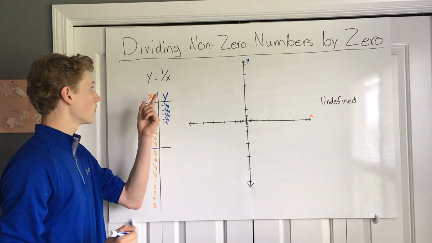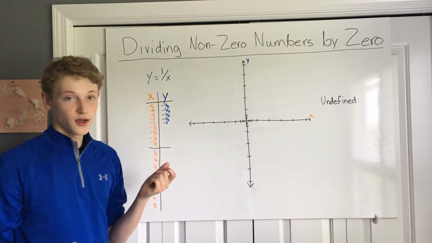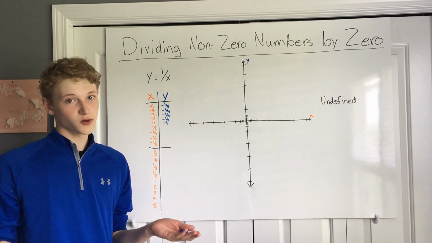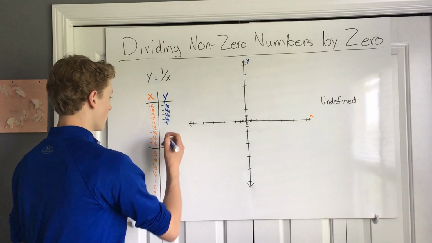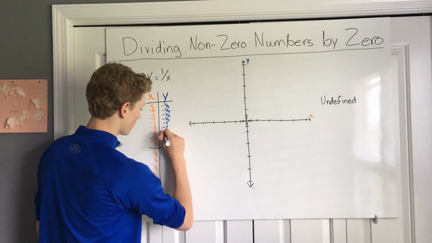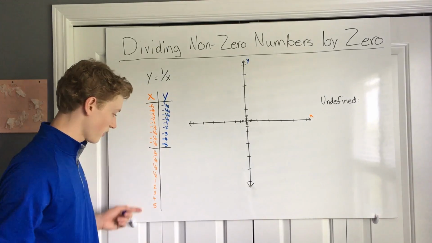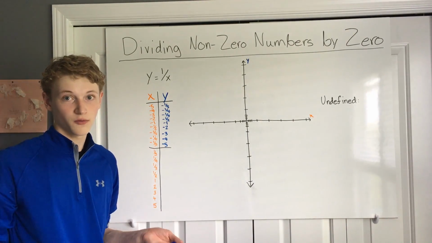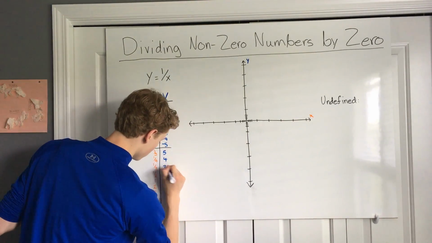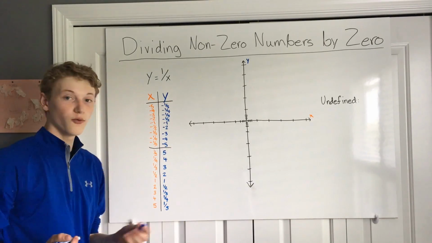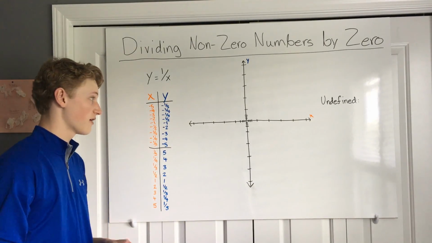So now what happens with this is we have 1 over a fraction, and that just means we multiply by the reciprocal. So I get negative 2, negative 3, negative 4, and negative 5. Same thing here with the positives. I'm just going to write them all out really quickly. So now we have our list of points and we're ready to graph them.